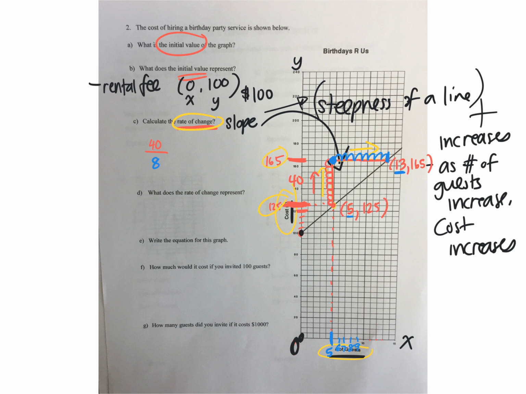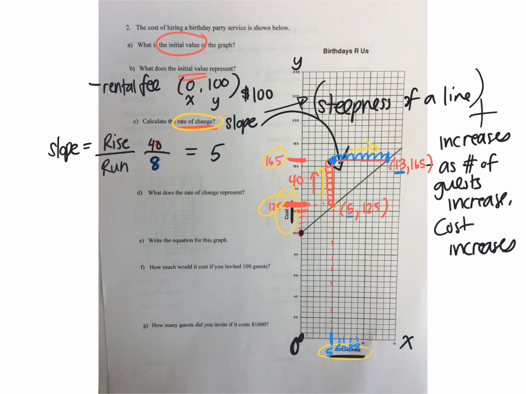What's the difference between 13 and 5? What's 13 take away 5? 8. So would you say that slope, or the rate of change, it rises by 40, it goes up by 40, and the run, that's the horizontal distance, it goes over by 8. Does that make sense so far? Yes? Okay, what's 40 divided by 8? 5. That's the rate of change.